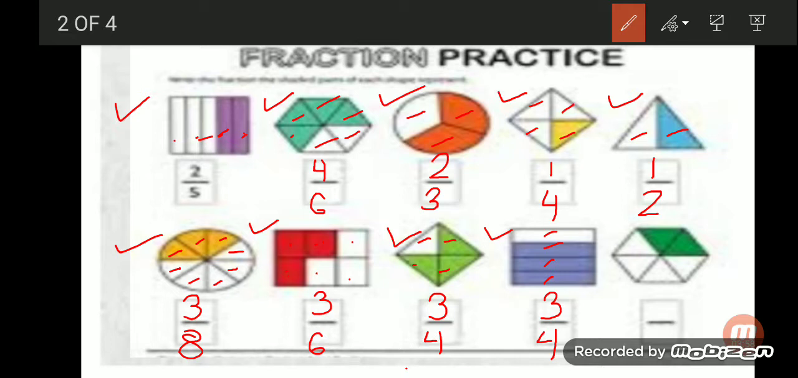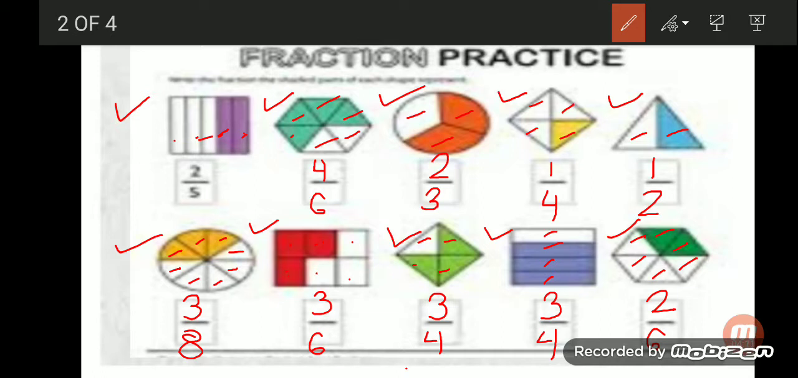Now come to this one. How many parts are shaded? That is 1, 2. So you will write 2 at top and then at bottom we will write total number of equal parts, that is 1, 2, 3, 4, 5, 6. 2 by 6. Okay, these are the fractions of the shaded part of each figure.